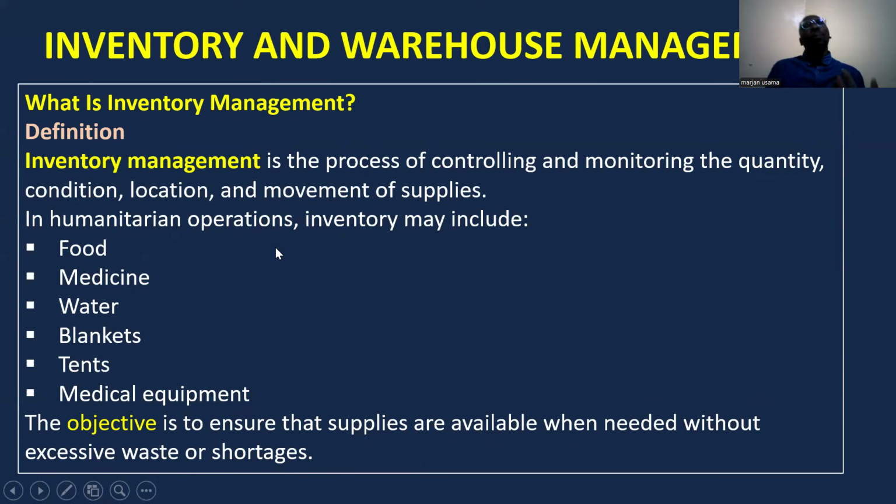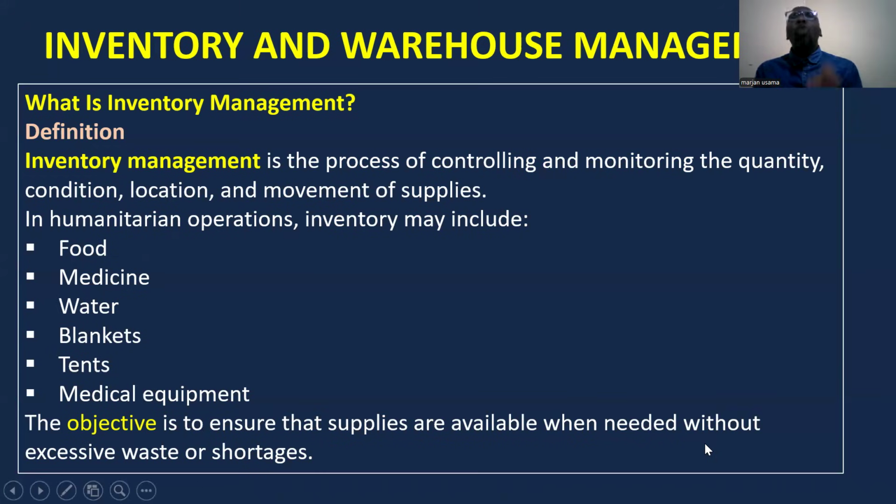So in humanitarian operations, inventory may include food. We need to ensure that you have enough food, enough medicine, enough water, enough blankets, enough tents, enough medical equipment. So it should be enough in our store. So the objective, al-hadaf al-asasi, is to do what? Is to ensure that supplies are available. This is very important. Al-hadaf al-asasi, here tamkin. We always have to ensure hunak, tawafur. All these things are available in our store.